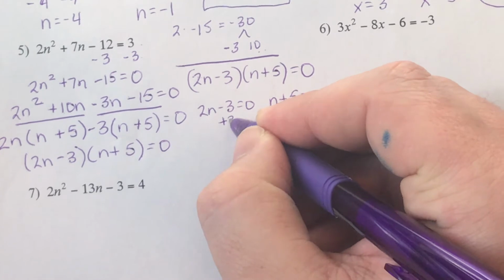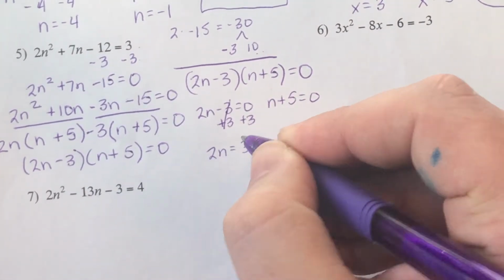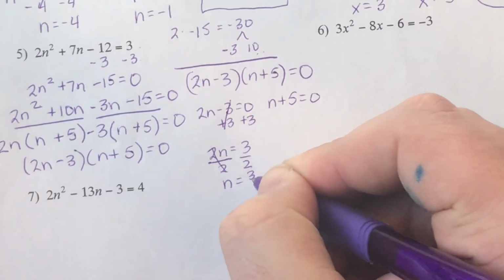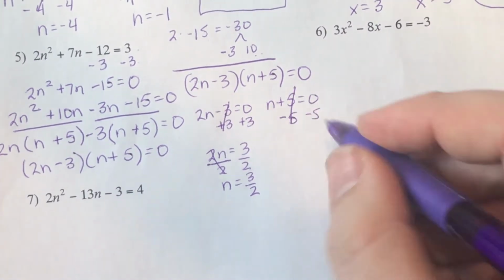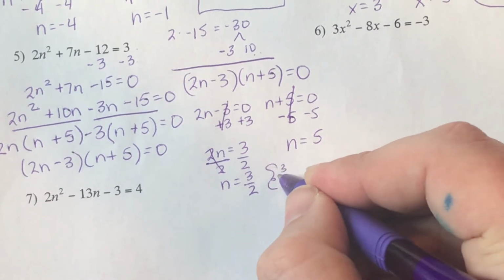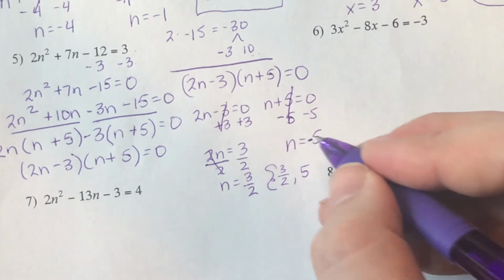So add 3 to both sides. That cancels. 2n is then equal to 3. Divide both sides by 2, and you get n is equal to 3/2. And then here, subtract 5. You all know how to solve equations. n equals negative 5. So my answer here would be 3/2, comma 5. Or excuse me, negative 5.